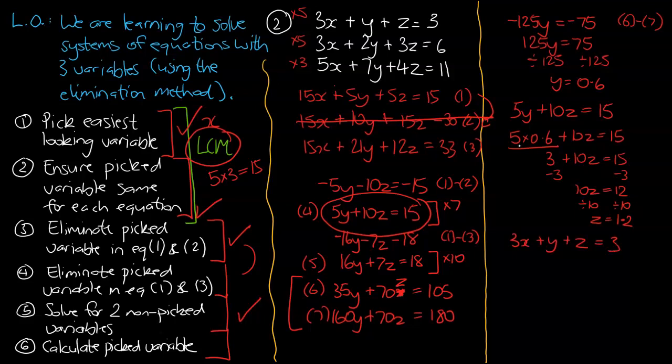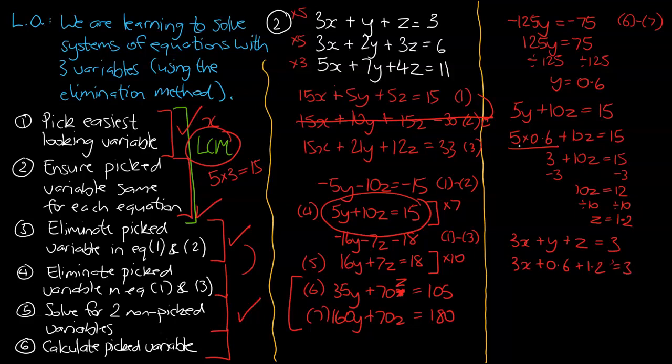I'm now going to substitute in the two numbers. We don't know what x is, so we'll leave that as is. So 3x, y we know is 0.6, so we're going to go plus 0.6. And remember, we calculated that up the top there. And then we're going to plus z, which is 1.2, remembering we just calculated that. And that is equal to 3.